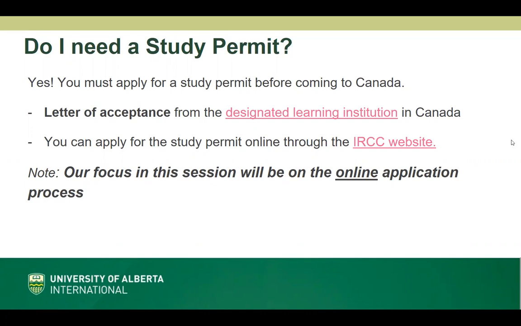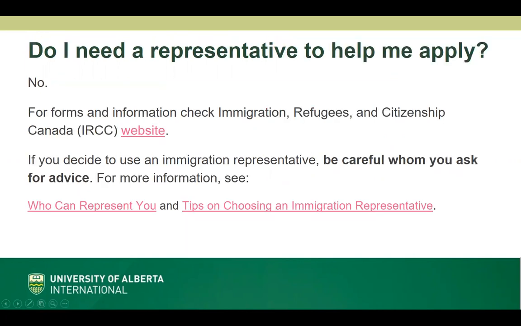You may also have the option to do the paper application for your study permit, but please check with your local VAC office in your home country for paper application. And the next question you may ask yourself is, do I need a representative to help me to do this application? The answer will be no. So for this application, you can totally do it online yourself. And also all the information, the forms and on how to do it, you can check Immigration, Refugee and Citizenship Canada website, which is the IRCC website.